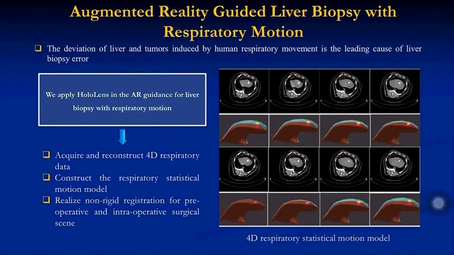Then the next step is that we would like to also consider respiratory motions, because the deviation of liver and tumor induced by human respiratory movements is the leading cause of liver biopsy error. So we also apply the HoloLens in the AR guidance for liver biopsy with respiratory motions. In this particular project, we need to acquire and reconstruct 4D respiratory data. We need to construct the respiratory statistical motion models and also realize the non-rigid respiration for preoperative and intraoperative surgical scenes.